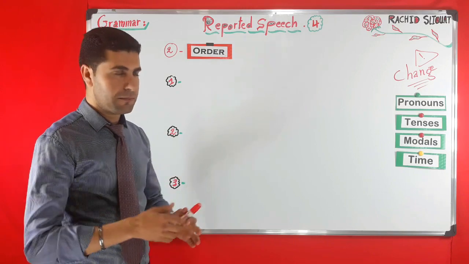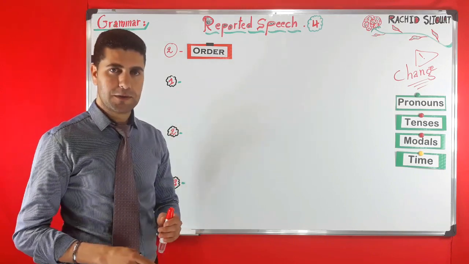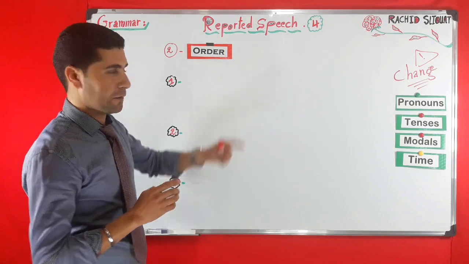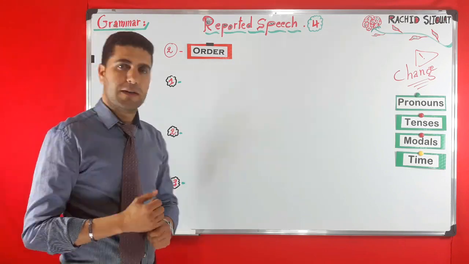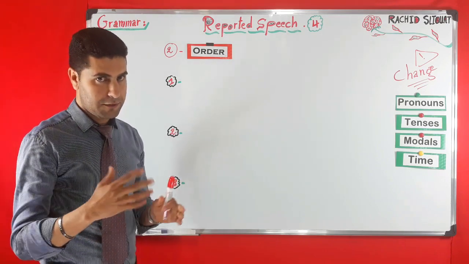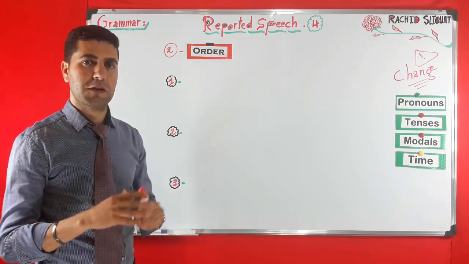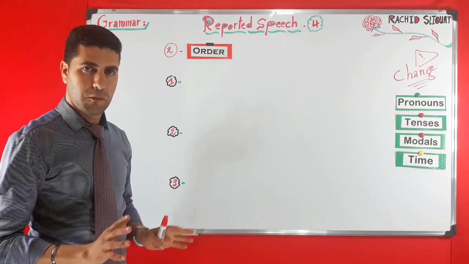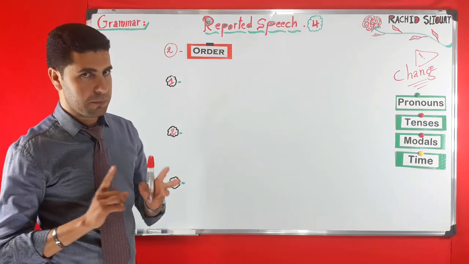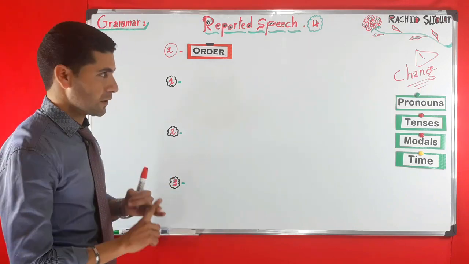We're still talking about reported speech, and this is actually the fourth episode, as you can see. We're still talking about different kinds of speeches and how they can be reported. So far we've talked about reporting statements and reporting orders.